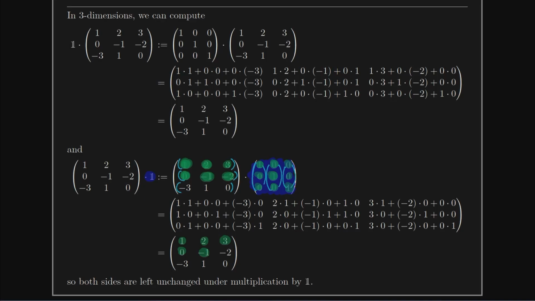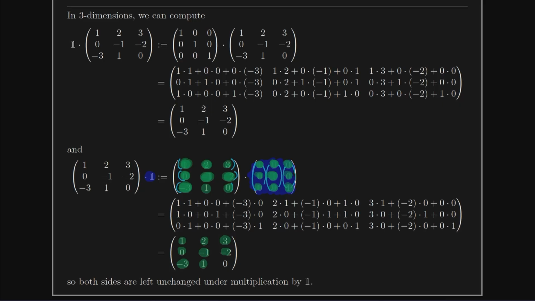My middle row against my last column, 0 times 0, negative 1 times 0, negative 2 times 1. And the only term that's going to remain is the negative 2 times the 1 at the end. Then my bottom row against my left column, negative 3 times 1, 1 times 0, 0 times 0. The only term that's going to remain is the negative 3. Then bottom row, middle column, negative 3 times 0, 1 times 1, and 0 times 0. Only a 1 will remain.